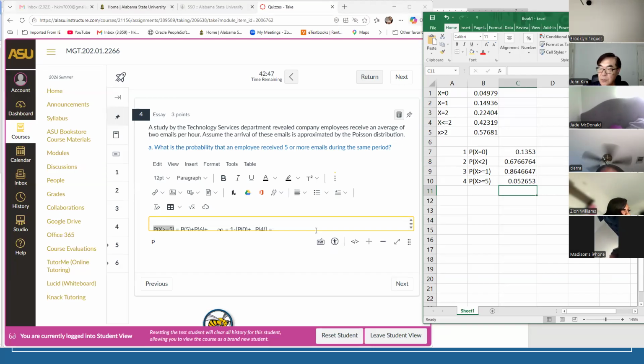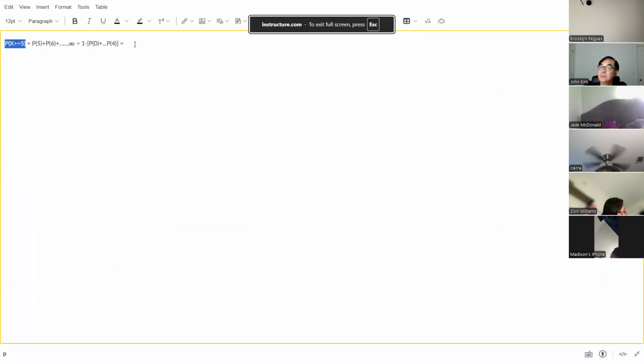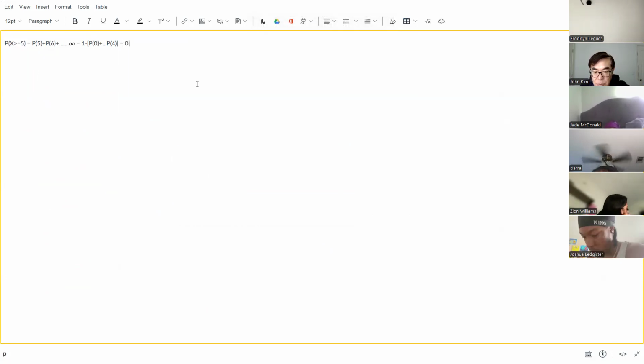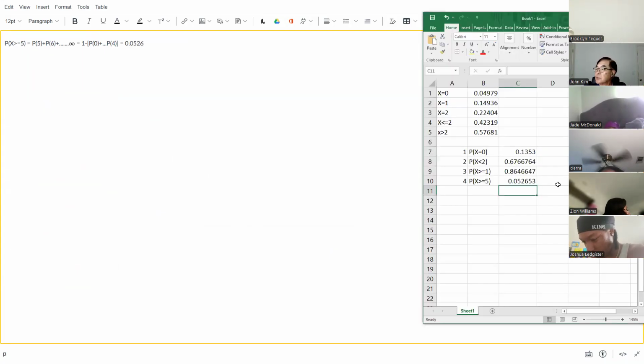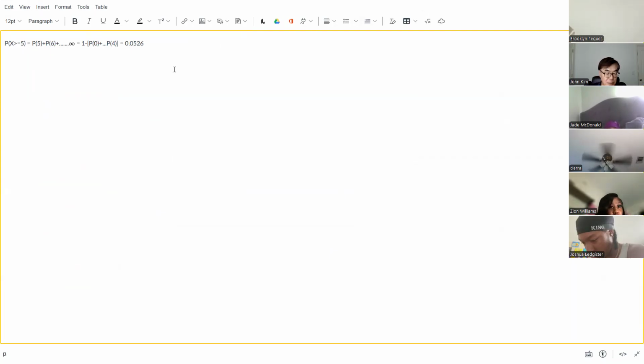So we'll make it bigger. Equals 0.0526, okay, 526. Yeah, up to 526. Okay, so it is 5.26%.